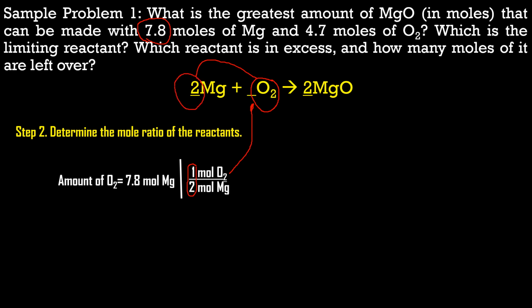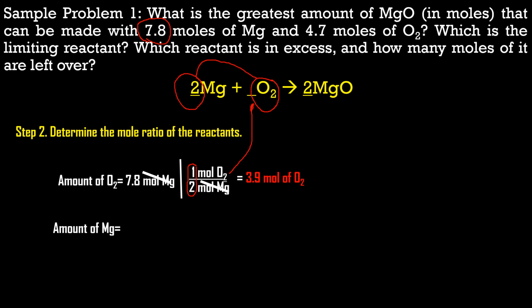And take note that it is very important to cancel out the same unit for us to derive the main unit that we are looking for. So we will cancel out the mole of magnesium. Then 7.8, multiply it by 1 mole of oxygen gas, divide it by 2. The amount of oxygen gas needed in the reaction is 3.9 moles.